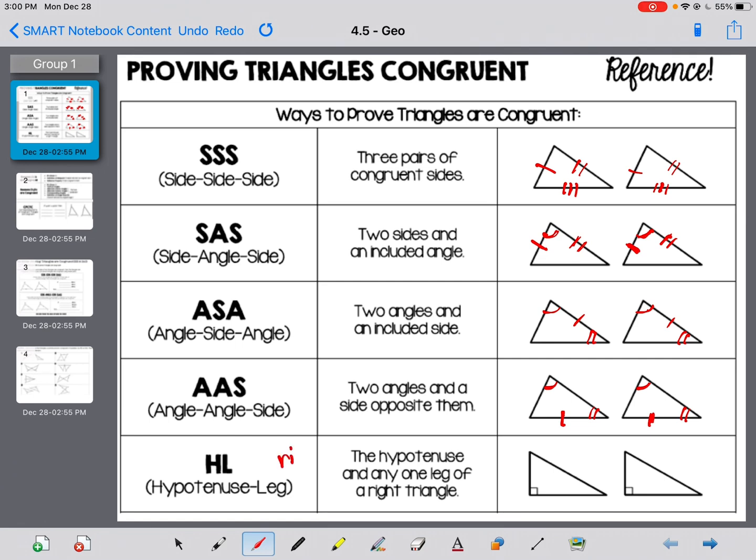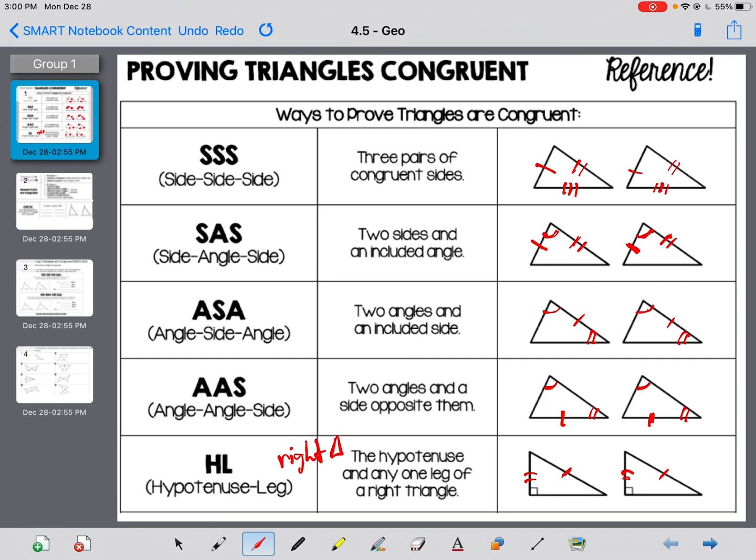You can also use hypotenuse leg, but this only works with a right triangle. You got to have that 90 degrees. Okay, if you have that 90 degrees, then you can use the hypotenuse leg. The hypotenuse and any leg of a right triangle. So the hypotenuse would be this thing, and then a leg would be like this piece. Now that's the only way that something called angle side side can work. And we call it hypotenuse leg, we don't call it angle side side.